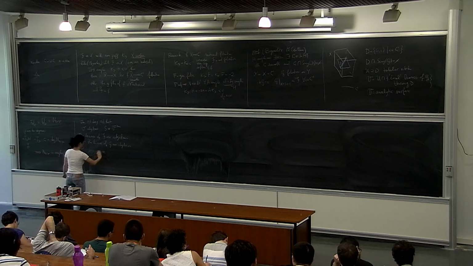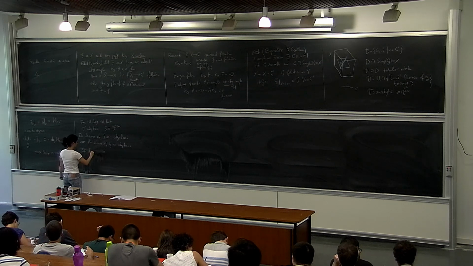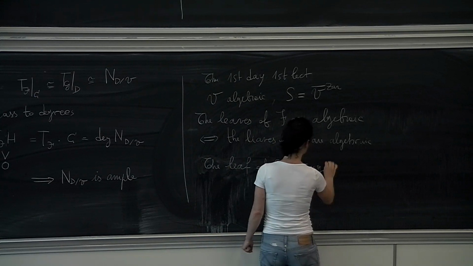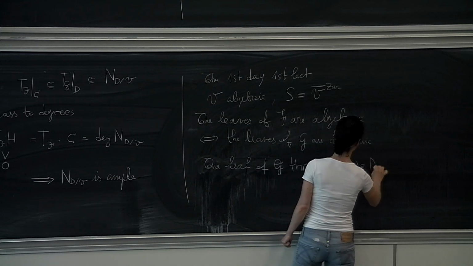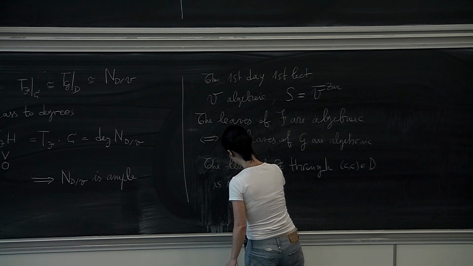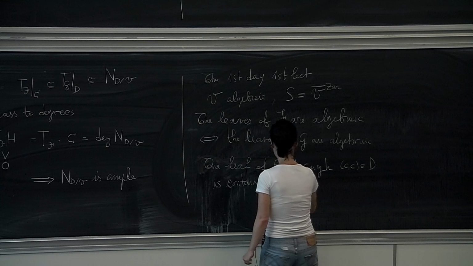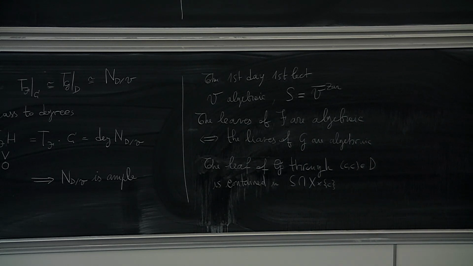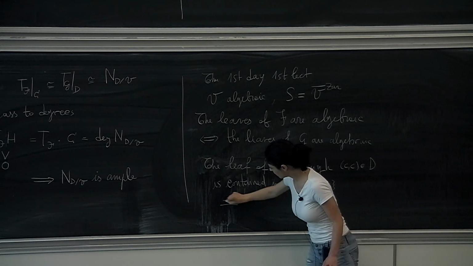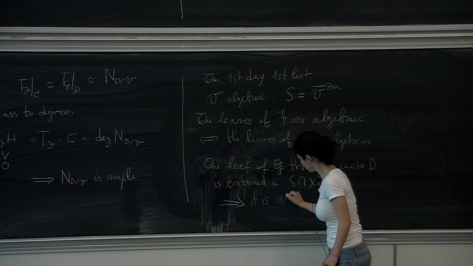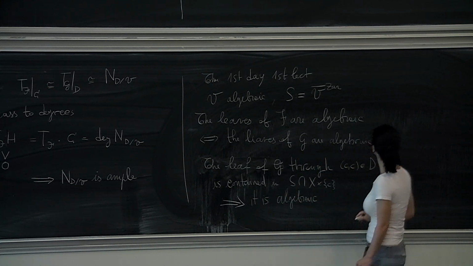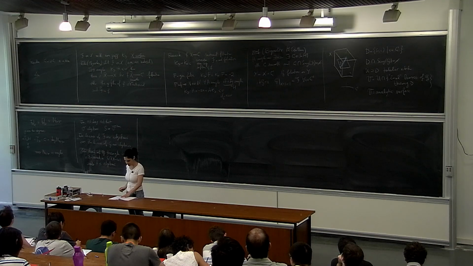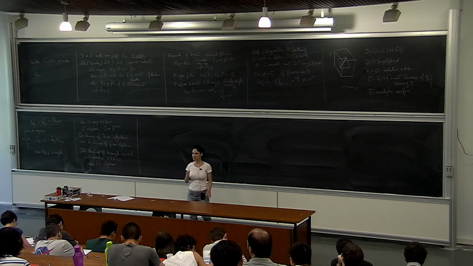Well, the leaf of G through the point C in D is contained in S intersection the fiber X cross C. So it's algebraic. Okay, so now, is this okay so far?